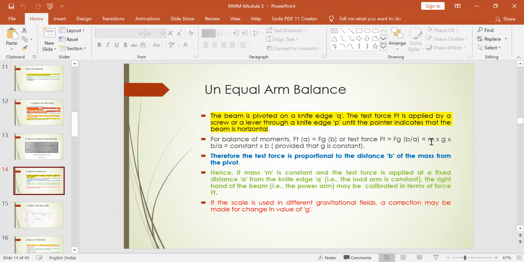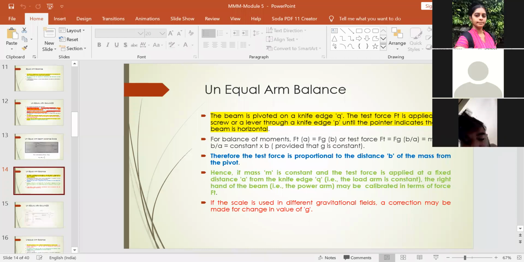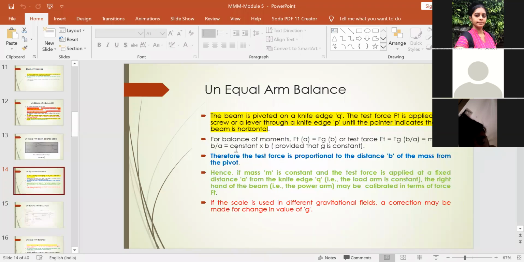Here M is a constant, and the value of G is also a constant, right? So what is the variable here? The load arm distance A is fixed, right? Only the variable we have is B. So all the values are constant, provided G is also constant, and only the variable value will be B.